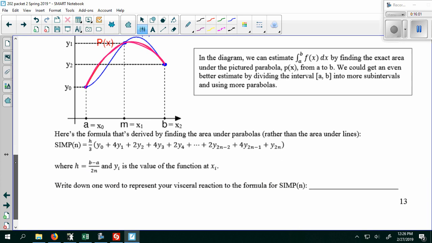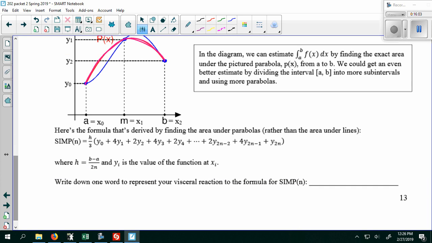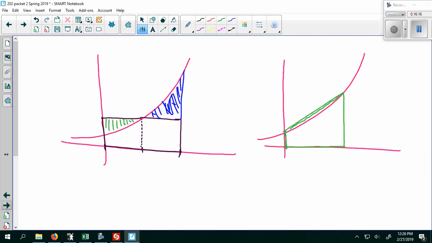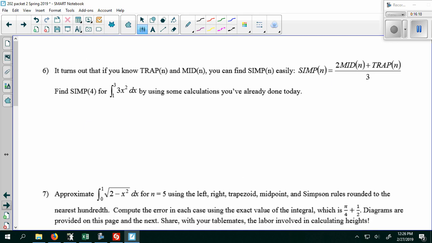So the formula derived by doing areas under parabolas rather than under lines is given here, and it is pretty messy. This is kind of like, ugh, right? I don't really want to do that. So luckily, it turns out that if you know trap and mid, you can find Simpson's easily. It's a weighted average of mid and trap. 2 times mid plus trap over 3.